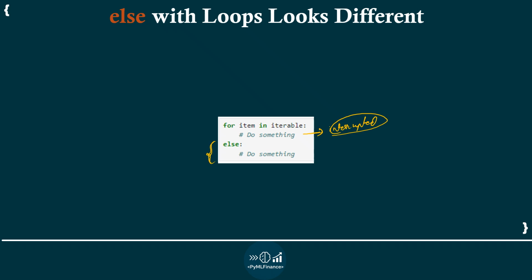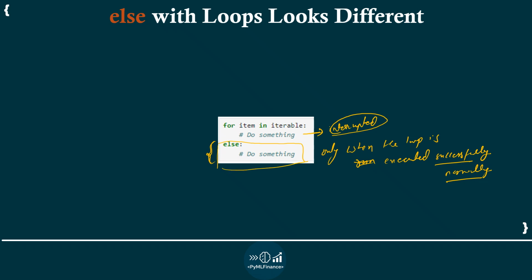Instead, the else block executes only when the loop is executed successfully. When I say successfully, I mean when the loop runs normally and finishes normally. In that case only, this else block is run.